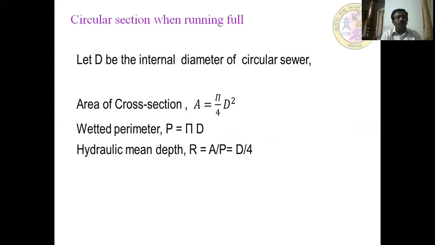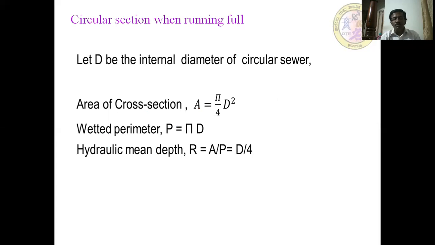Circular section when running full. Like this is the internal diameter d of the circular section. The total cross-sectional area, usually termed the wetted cross-sectional area, is A equals pi d square by 4, the area of the circular section. Wetted perimeter, P equals pi d, the total length of the surface in contact with the water along the sewer pipeline. Hydraulic mean depth, usually denoted as R, is the ratio of wetted cross-sectional area to wetted perimeter, which equals d by 4.